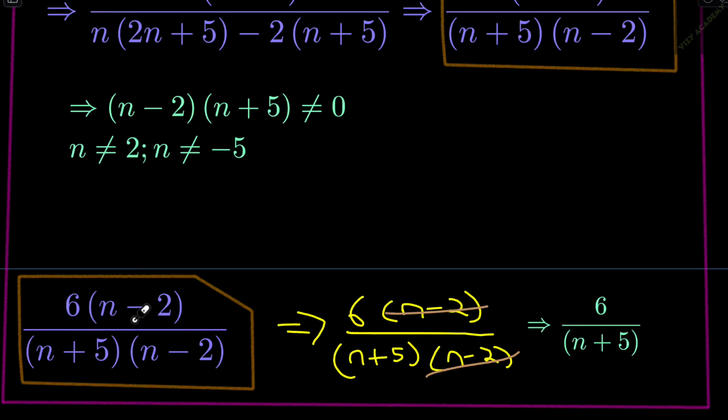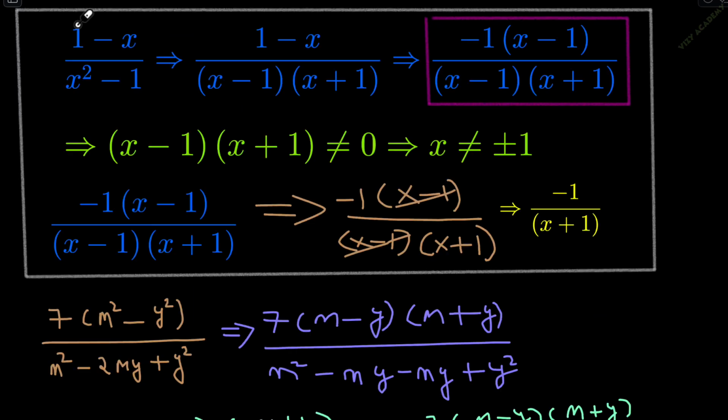Now we will solve it further. Again rewriting the same expression here. 6 times n minus 2 over n plus 5 times n minus 2. n minus 2 gets cancelled out. We are left with 6 over n plus 5. That's the final answer. In these types of questions, we sometimes have to take negative 1 or another negative factor common in order to cancel out the terms. But first we will be finding the non-permissible value.